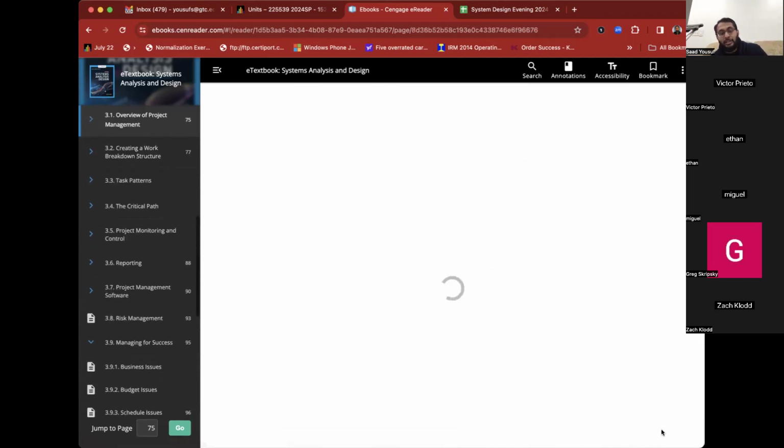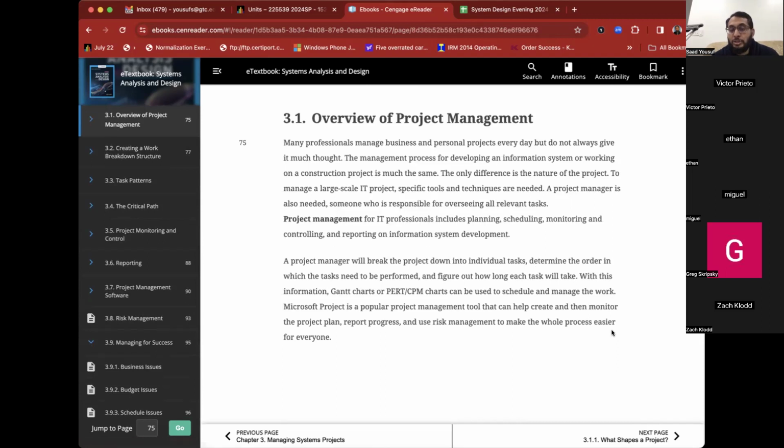Okay, now diving into the very first thing, which is project management. The whole idea of project management is that it revolves around planning the project, scheduling the project, monitoring the project, controlling the project, and reporting on the information system development. So project management revolves around all of these ideas. So it's planning, scheduling, monitoring, controlling, and reporting on what has been done. Sometimes the projects go large scale, so more planning is needed. Small scale, less planning is needed.